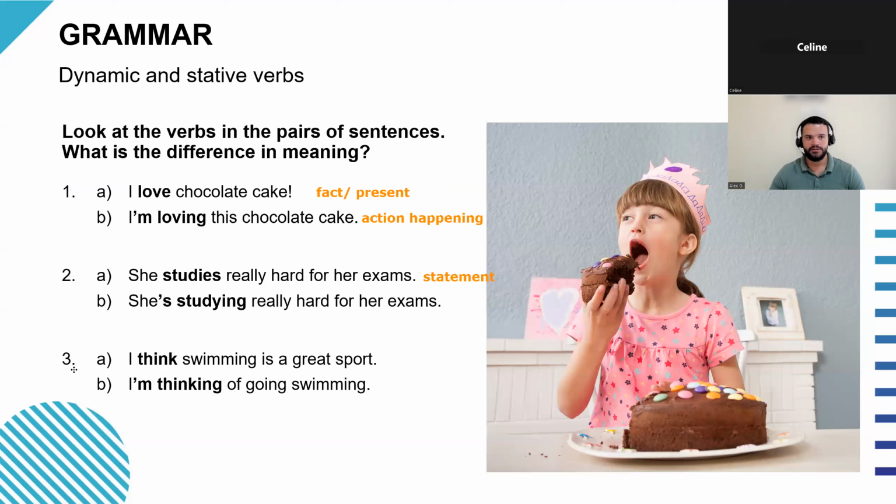The last one here, Celine, would be, I think swimming is a great sport. So here we have the first one. I think is going to be the stative verb. And then I am thinking of going swimming. That one is the dynamic. You're in the process of thinking about doing something, okay? What do you think, Celine? So we have dynamic and stative verbs. Any questions? Is that okay?